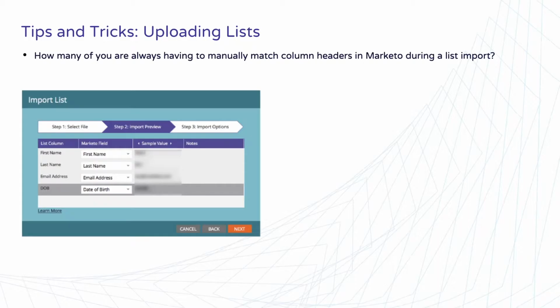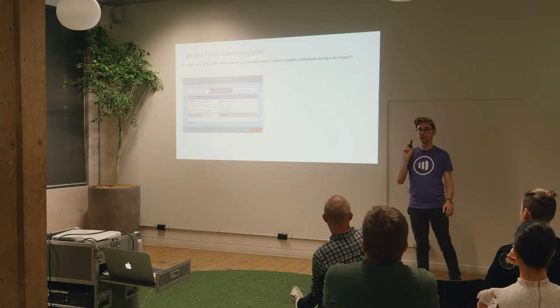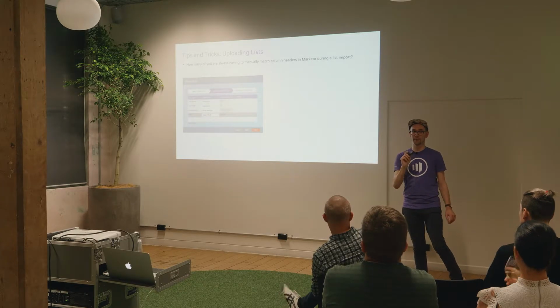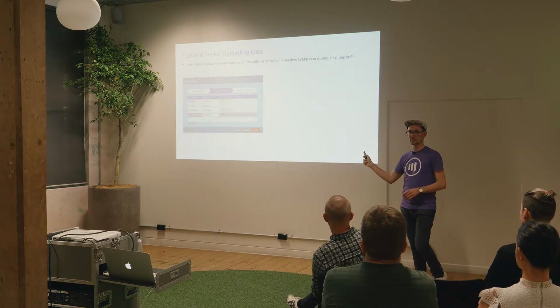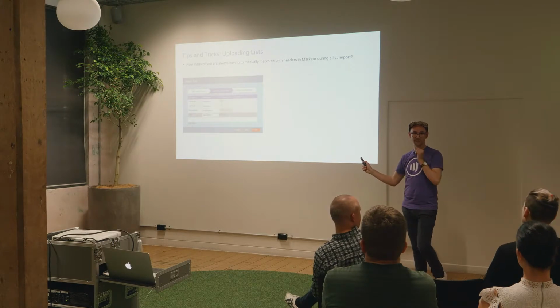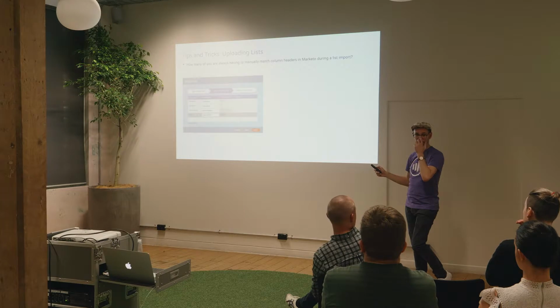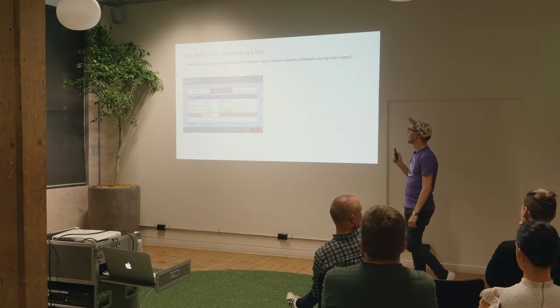Tips and tricks: uploading lists. When you are uploading your lists, how often, or how many of you, have to manually match the column headers in your spreadsheet to fields that exist within Marketo? It happens randomly. Randomly? Yep. Kind of similar, yeah. Every second, third time. Cool.